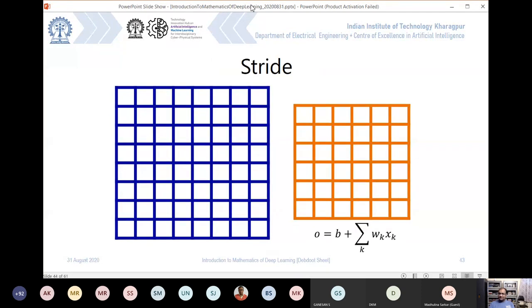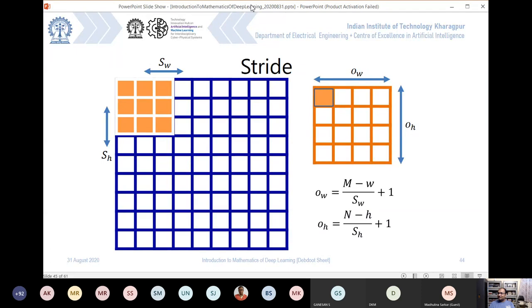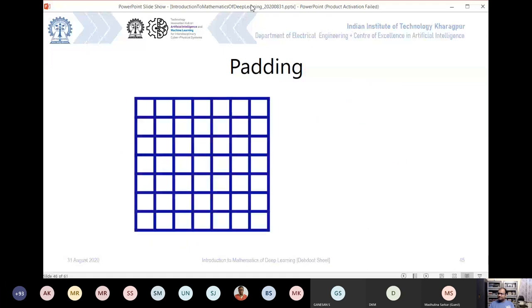Now, there is a thing we call a stride, which is the pace at which you walk. Essentially, if you are not shifting your convolution by one single element, but by multiple elements, then the size of the output matrix changes. Say I'm shifting it by a stride of SW and SH along the W and H directions, then I would end up having a matrix of this particular size. Okay, it's very standard to prove. I'm not getting into a detailed proof of all of this.